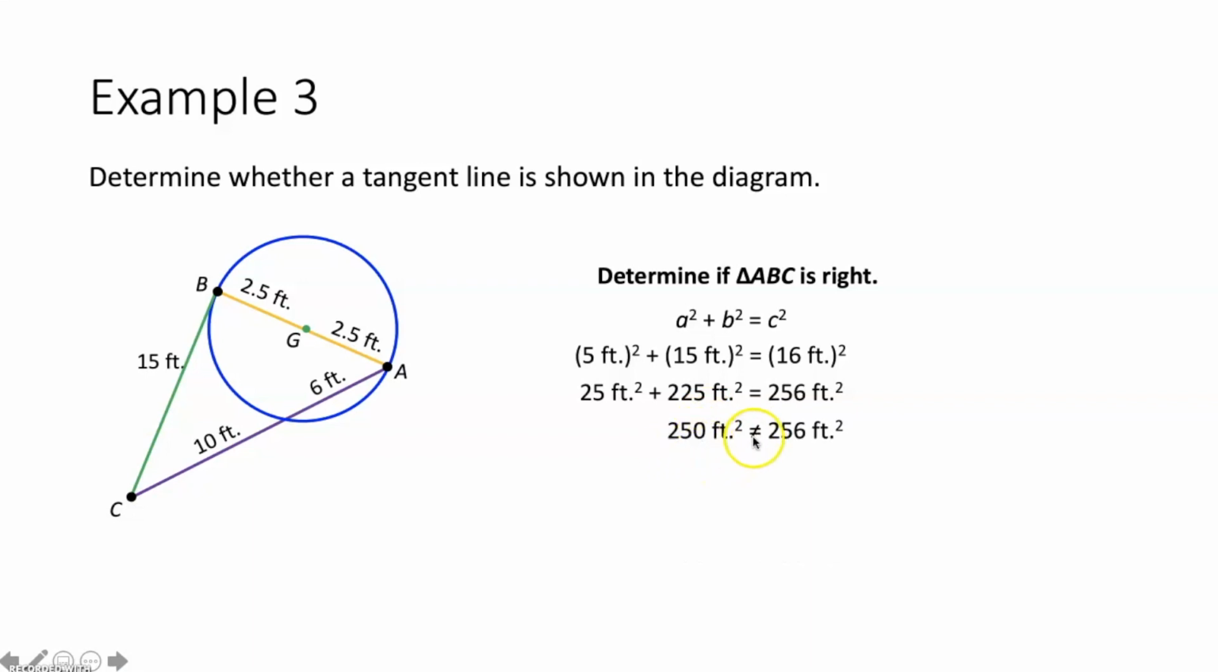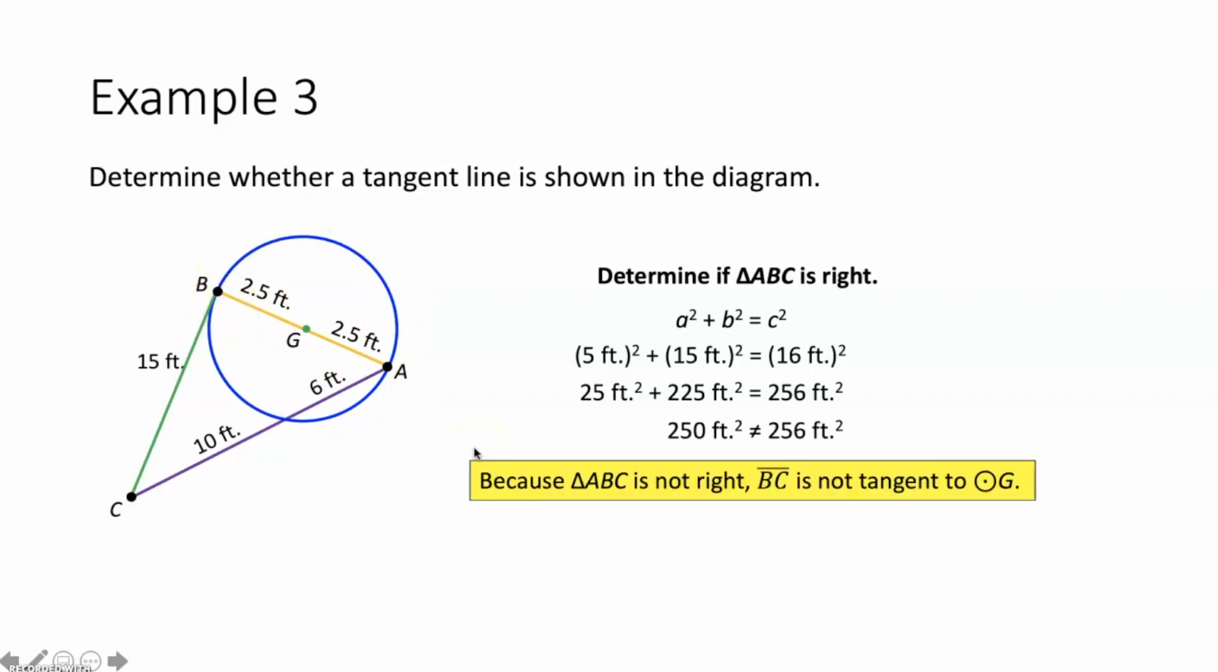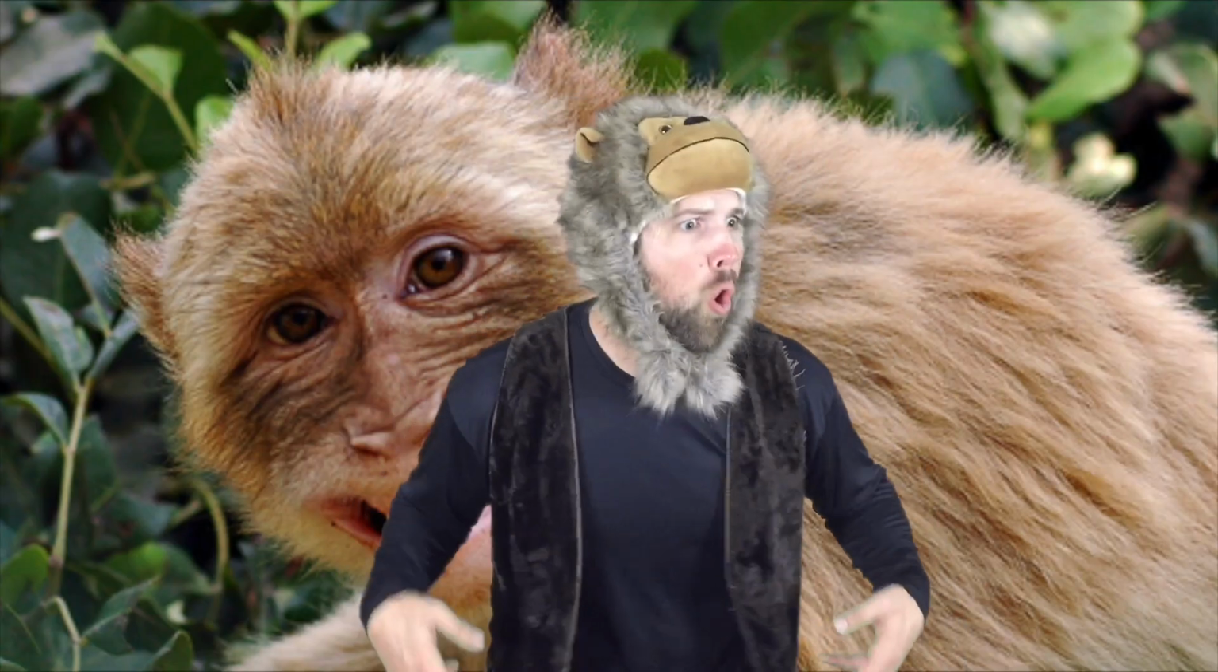and we see that 250 does not equal 256, meaning A squared plus B squared did not equal C squared, meaning that this is not a right triangle, meaning that segment BC is not perpendicular to segment BG, meaning that segment BC is not tangent to circle G at point B. Therefore, we can say that no tangent lines appear in our figure over here.